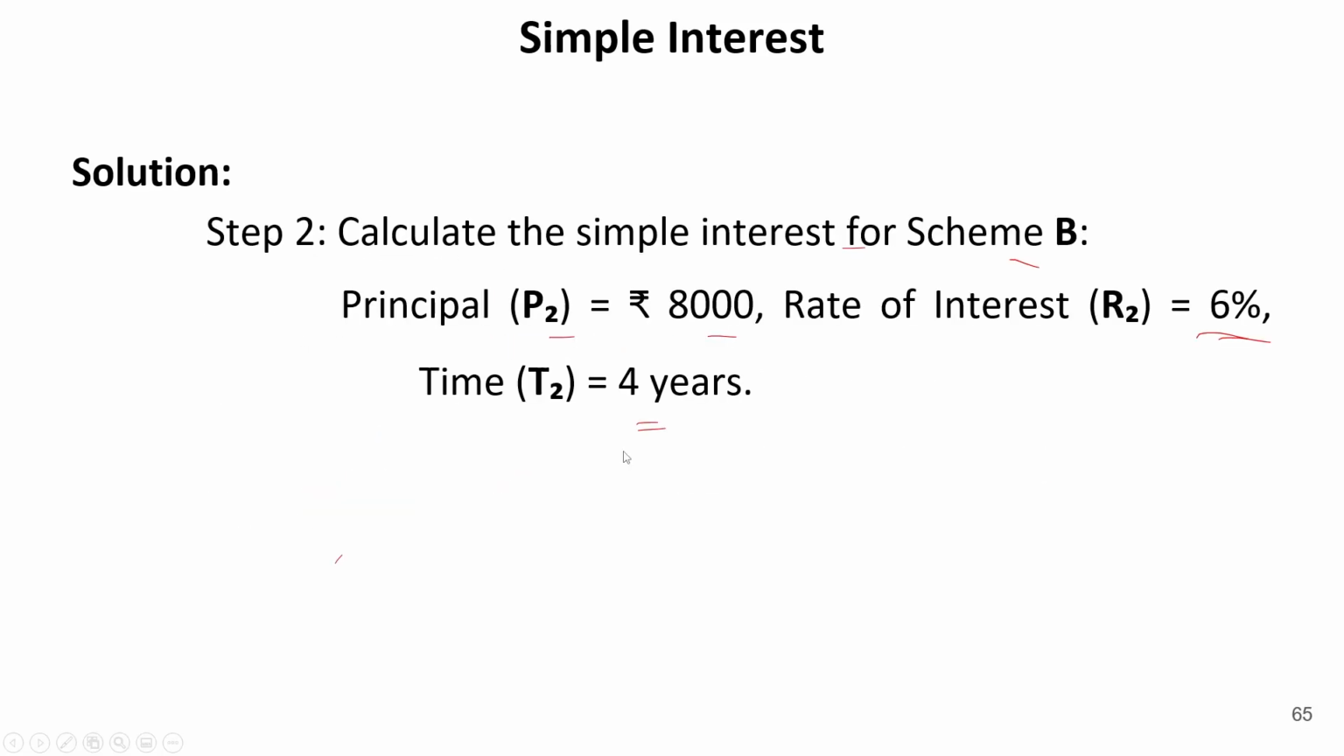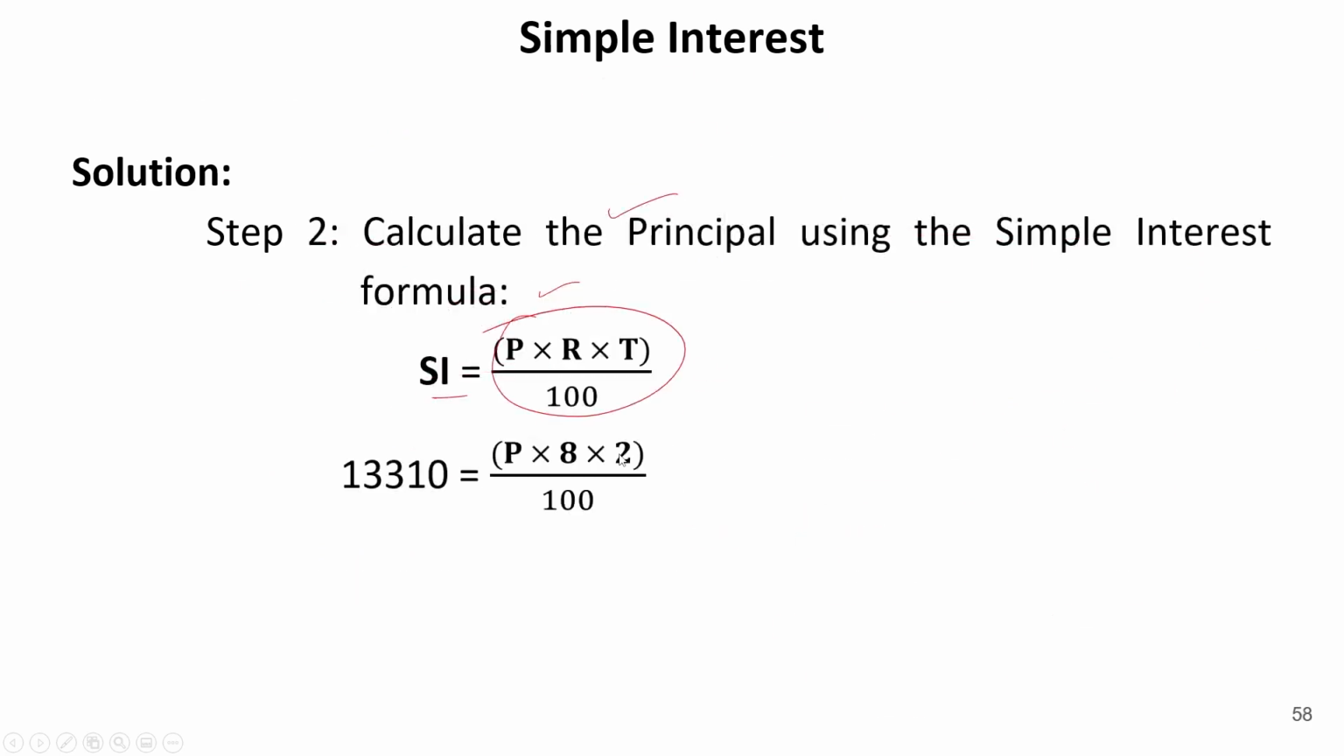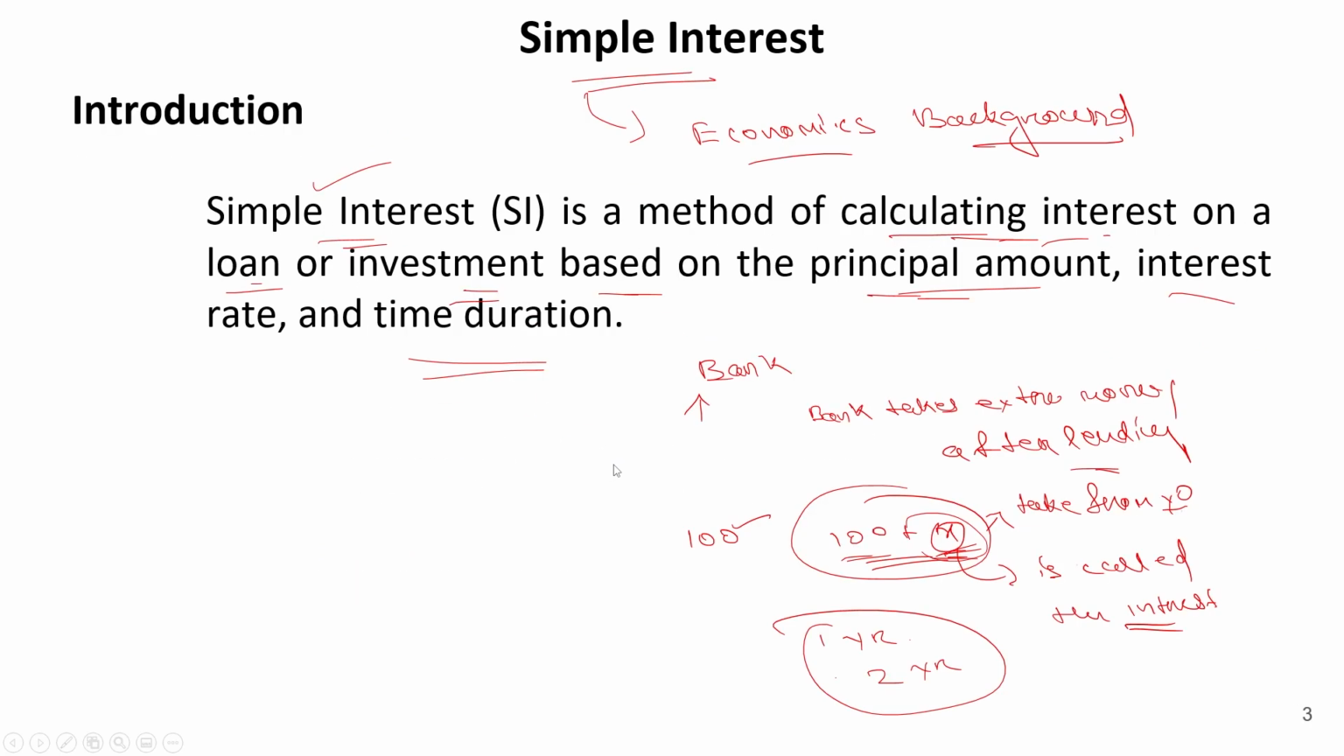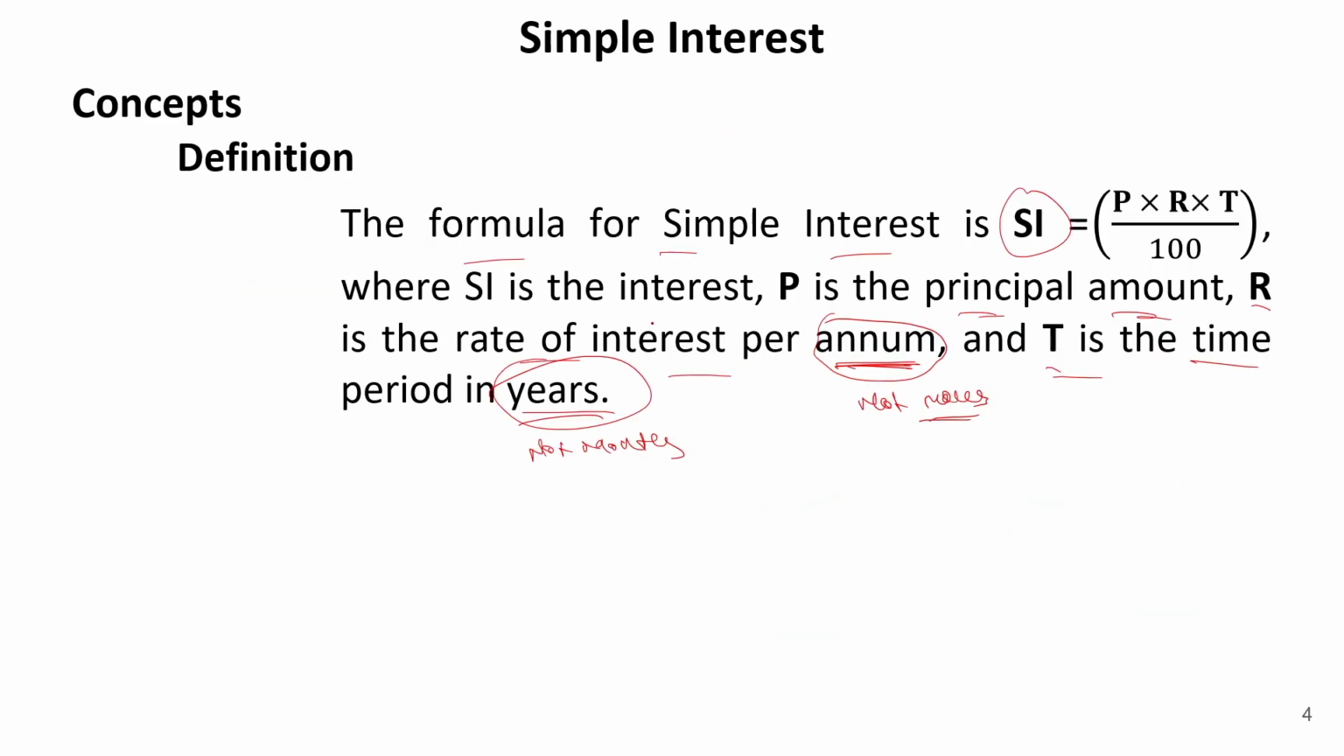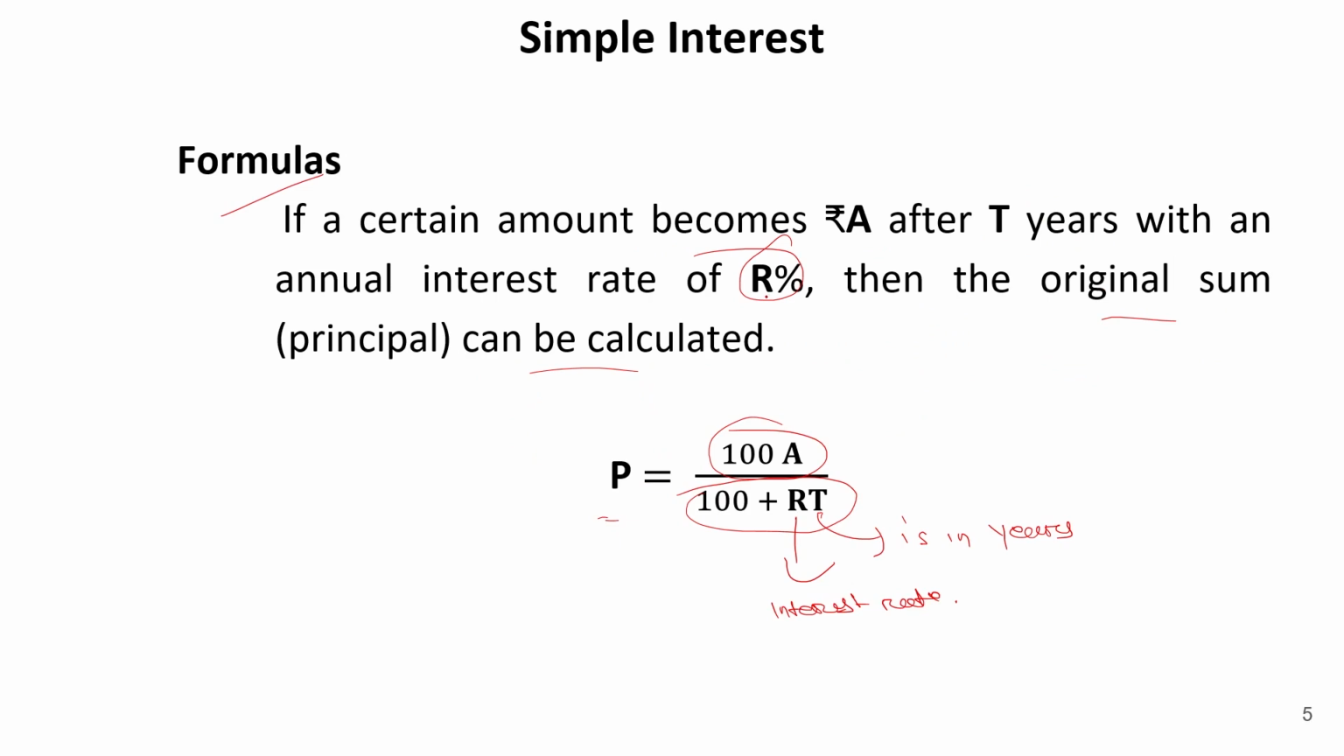So let's review what we have learned in this lecture. We learned what simple interest was. It was a method of calculating interest on a loan or investment based on the principal amount, interest rate and time duration. The formula of simple interest was SI is equal to PRT by 100, and we used this extensively throughout the chapter. The formula to calculate the principal when the rate of interest, time period and amount are given is P is equal to 100A by 100 plus RT.